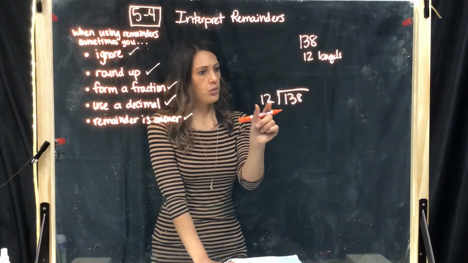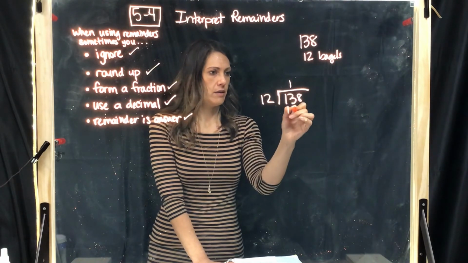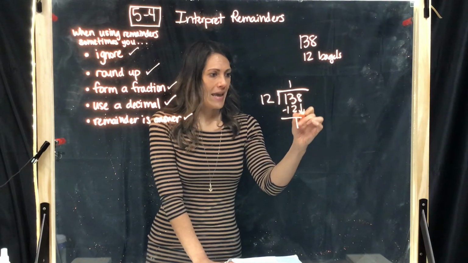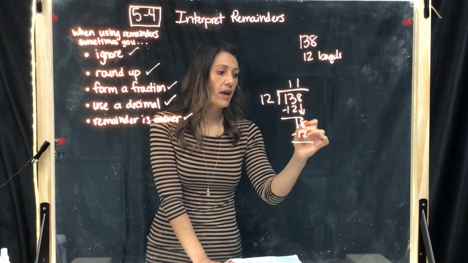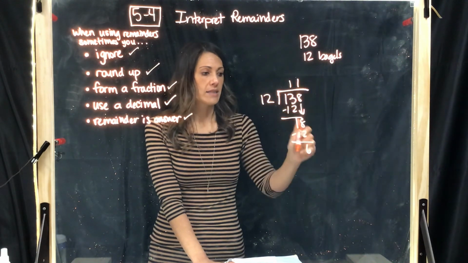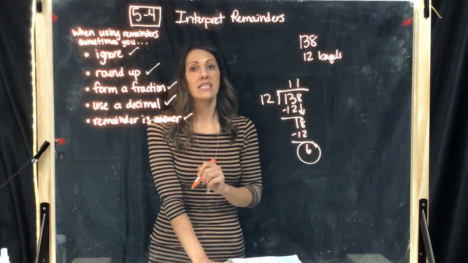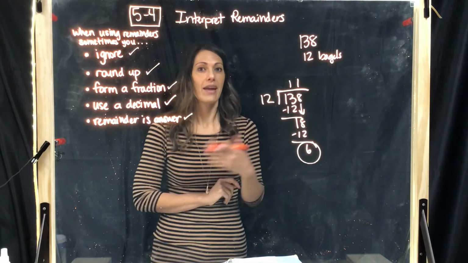Okay, 12, I'm going to do digit by digit again, goes into 13 once. Bring down my 8, 12 goes into 18 once again. And looks like I have 6 bagels left over. So I'm going to get 11 boxes packed, and then the employees have 6 bagels to share among them. So our answer is the remainder in this situation.